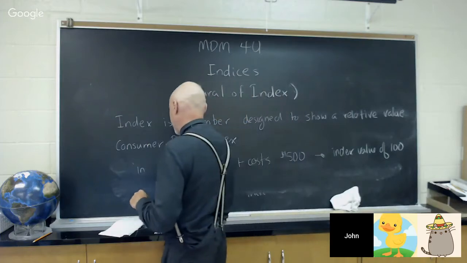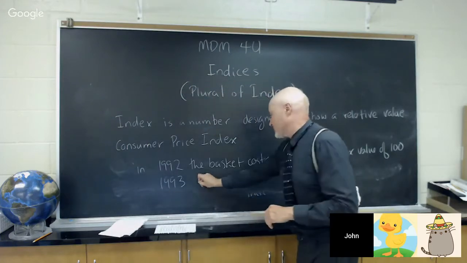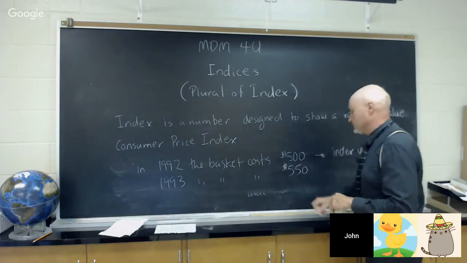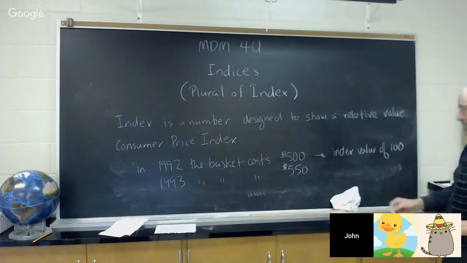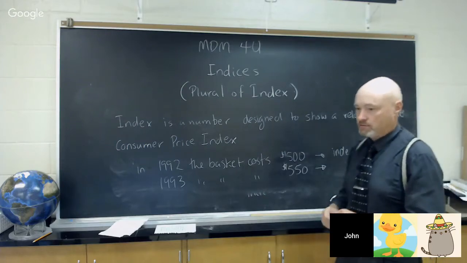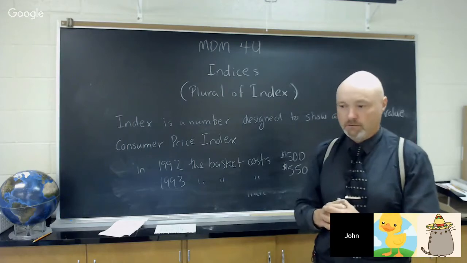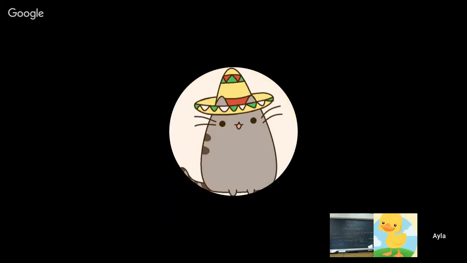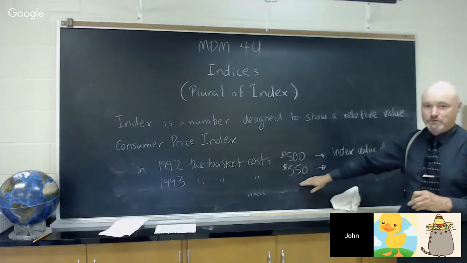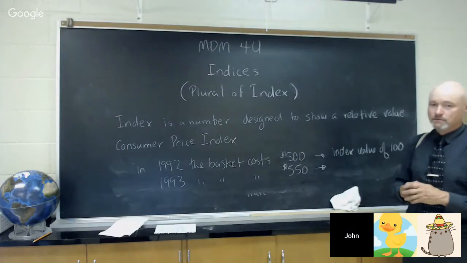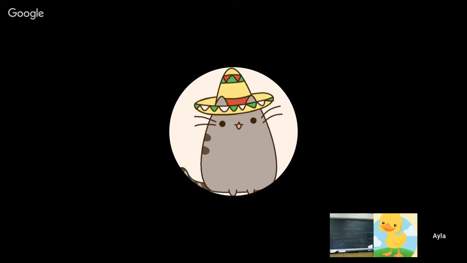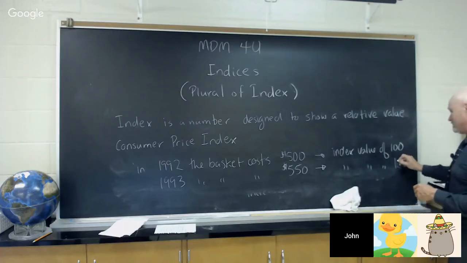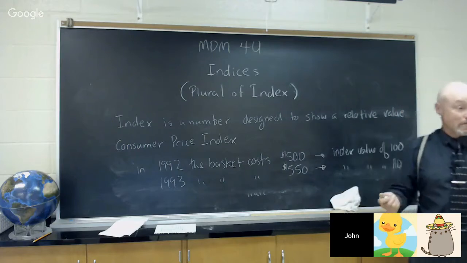In 1993, let's say the basket costs $550. What is the new index going to be? Anybody out in YouTube land there know? 50%? That's close. You're adding it, yeah, as a percent, but it's not actually 50%. 110%. Yes, actually. The index would have a value of 110. Okay, it's gone up by 10% of 500.